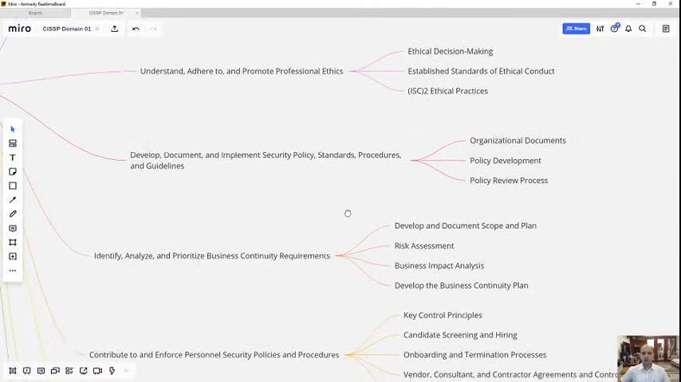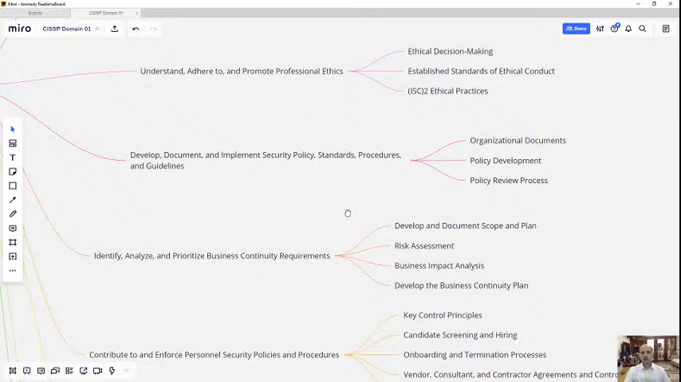Then develop, document and implement security policy, standards, procedures and guidelines. So here I need to understand what exactly the organizational documents are. What are the different types of documents, like the policy document, the standards, the procedures, the guidelines, and the policy development, and how to develop those policies. And finally, how to review those policies.